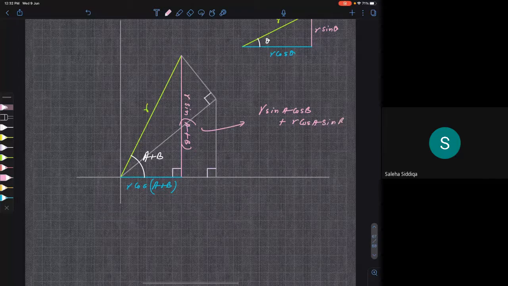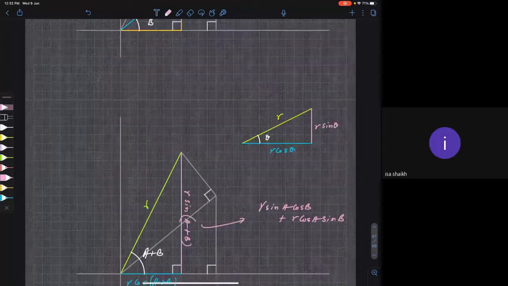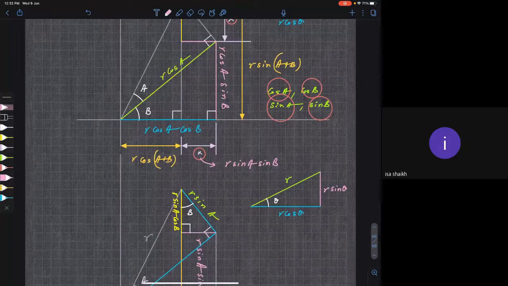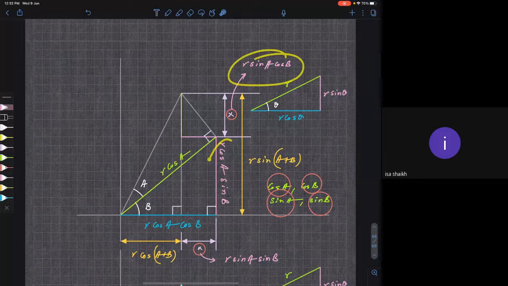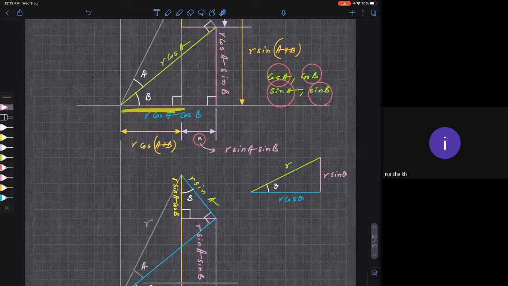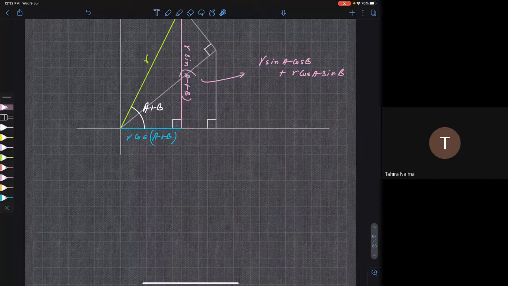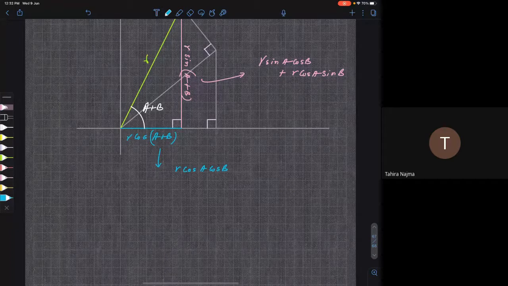Do you agree? Yes. Because this full side is that side, correct? This side plus this side plus this side will give you this full side. Okay. And what about this side? This side? R cos A cos B minus R sin A sin B. Can you see that? Yes. So that means this blue side is also equal to r cos A cos B minus r sin A sin B.